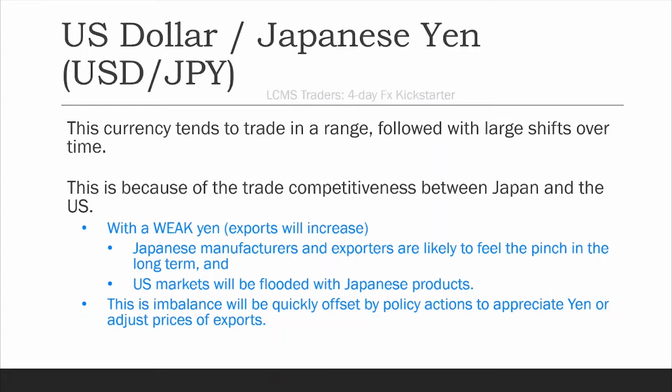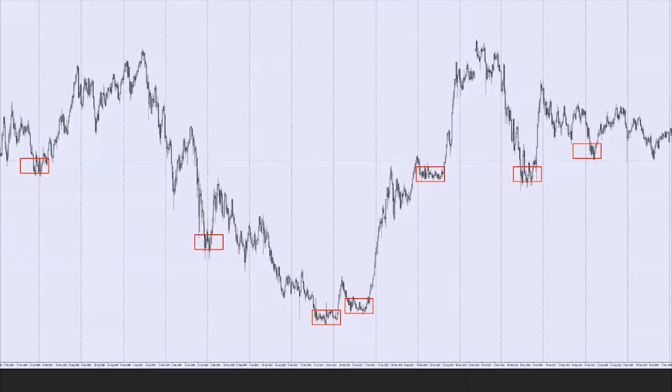I'll give you an example. I'll show you a chart example here. You can see in the red boxes, this is USD/JPY on the weekly time frame, and this actually applies all the way back to 2004. It moves across before the big move upwards, it moves across before another big move upwards, and it moves across before yet another move upwards.